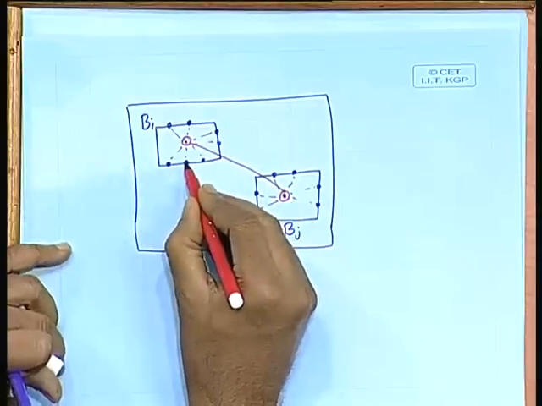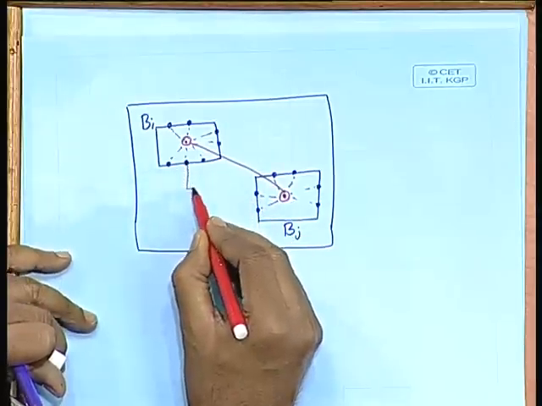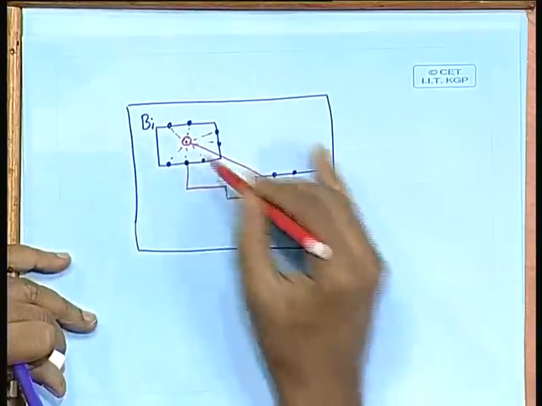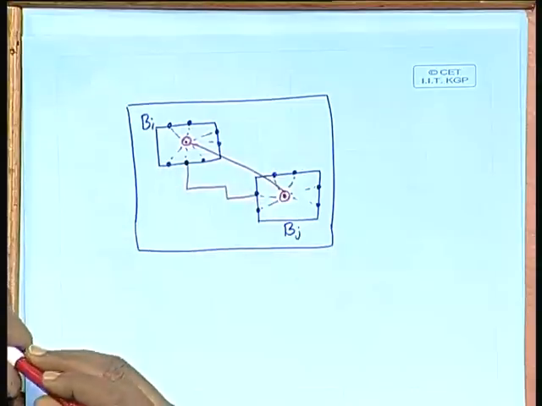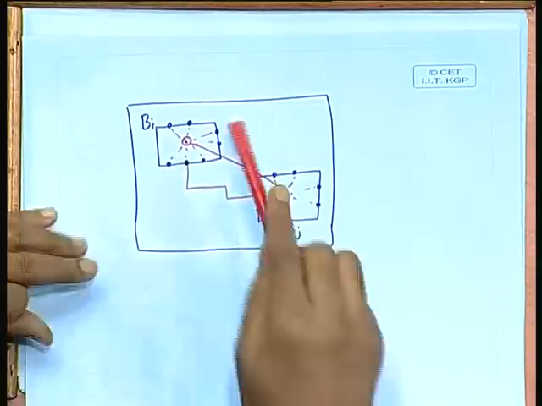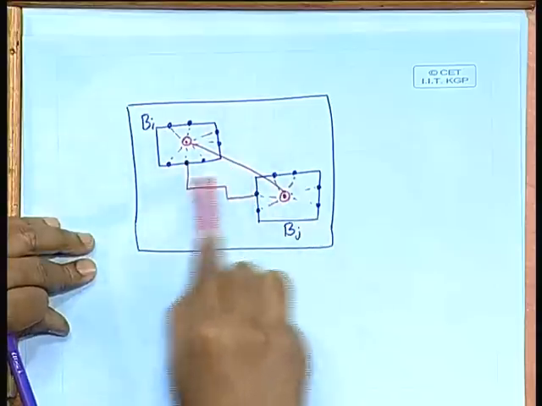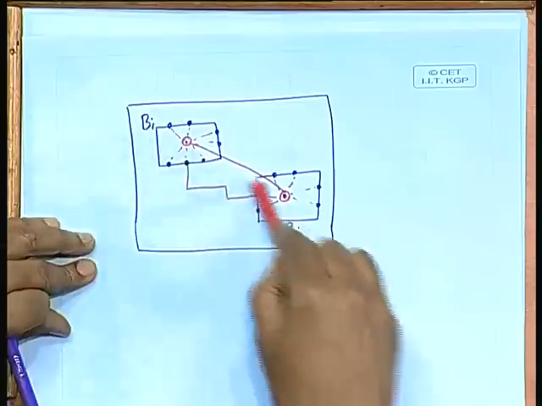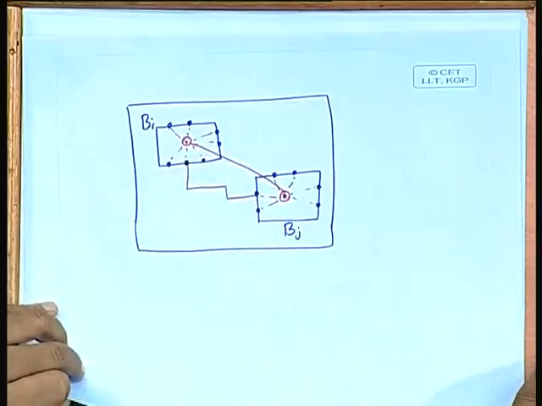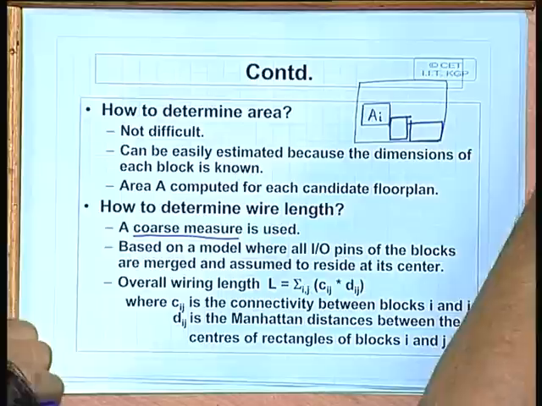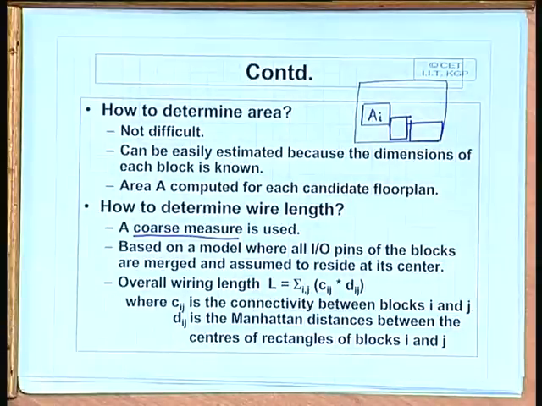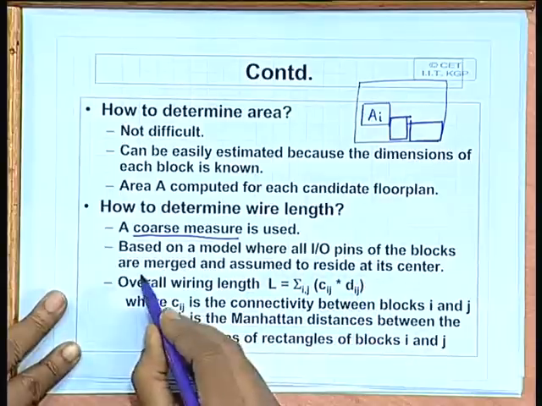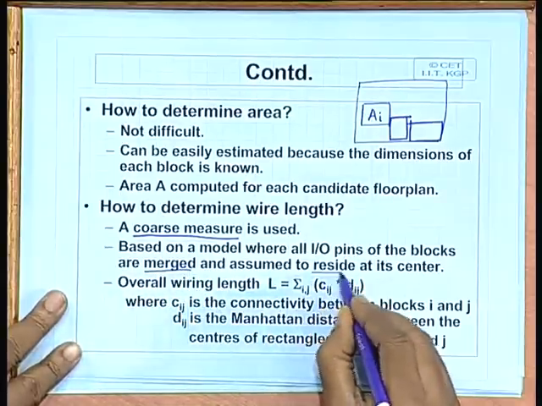Suppose a pin here was required to be connected to a pin here. At this level the estimate would be just the distance between the centers. This is the estimate of the length of the wire, because right now we do not know anything about the routing regions or the channels. So, we cannot exactly estimate the wire length. So, we have a very coarse estimation. We just take the Manhattan distance. So, as is mentioned here, all IO pins are merged and assumed to reside at the center of the blocks.